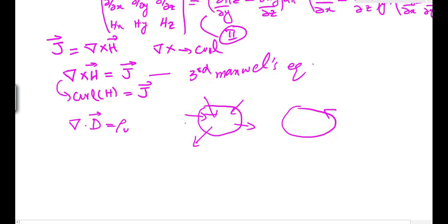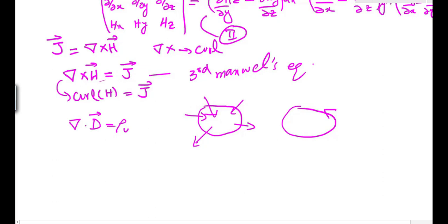If both are equal, the number of lines going in equal to the number of lines going out, then the divergence will be 0. It means there is no charge inside that closed surface. So the divergence gives you the charge inside a closed surface, whereas the curl of the magnetic field intensity gives you the current crossing that closed surface or the closed path.